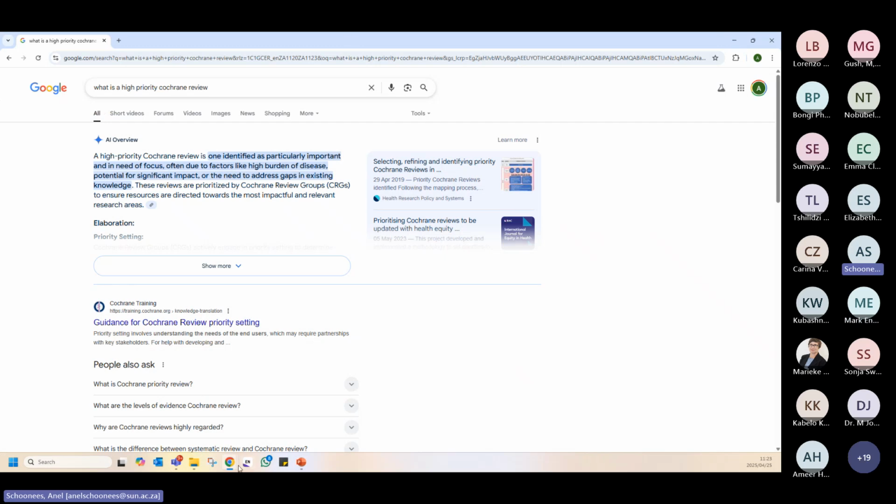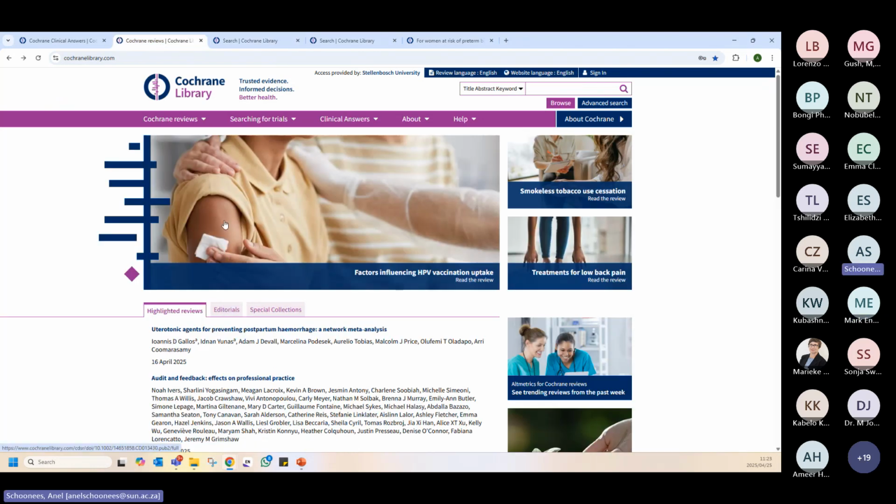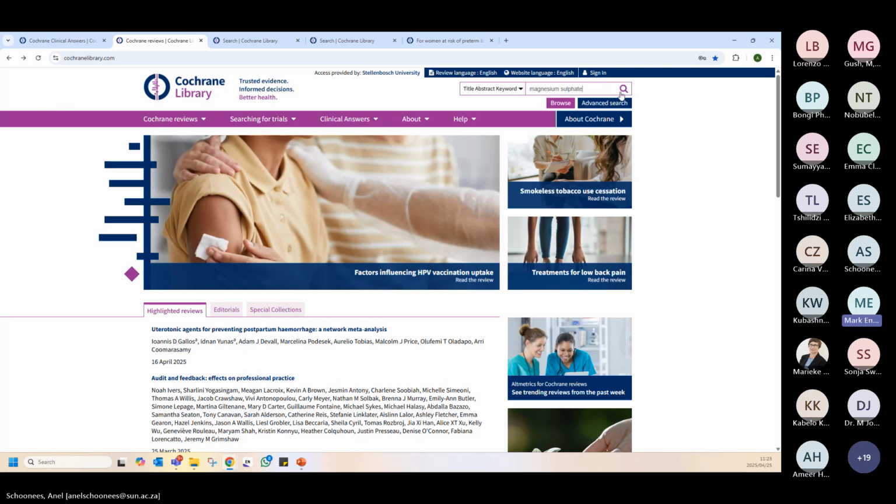Just want to get to my browser. Here we are. Right. So you simply Google Cochrane Library, and the first site that comes up will take you to the homepage of the Cochrane Library, and it looks like this. So here on the top right section of the homepage is the simple search box, and if we type in our intervention, see what happens.